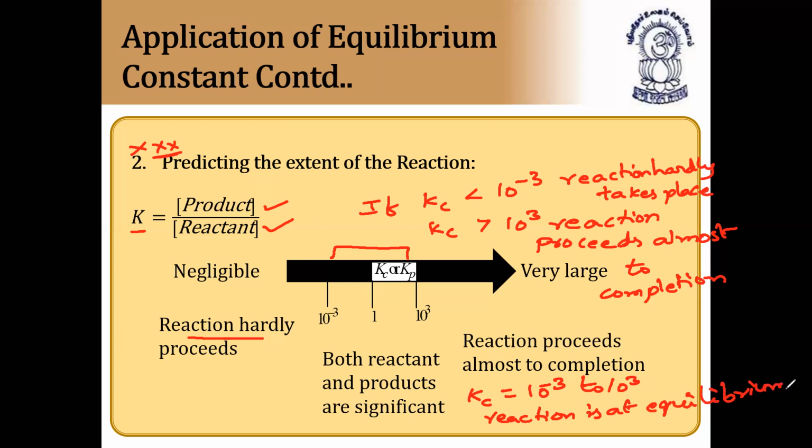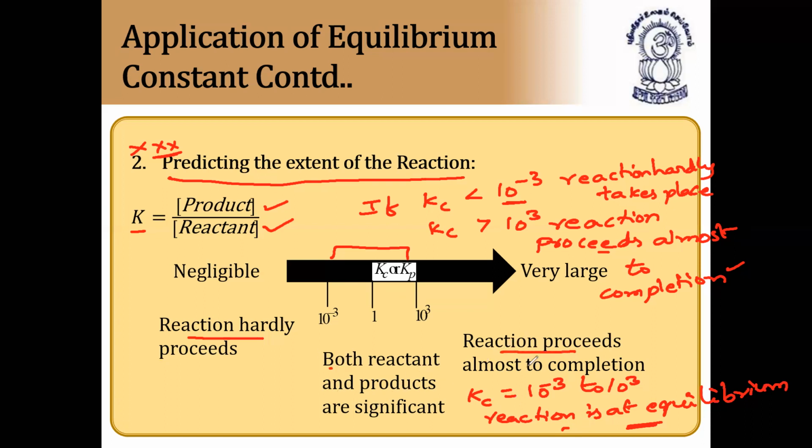So this is the second application of the equilibrium constant. Please listen carefully. The equilibrium constant also helps in predicting the extent of reaction, how much the reaction is completed, whether it is completed or yet to start, or whether it is at equilibrium. If Kc is less than 10 to the power of minus 3, the reaction hardly takes place. If Kc is greater than 10 to the power of 3, the reaction proceeds almost to completion, that is, the forward reaction is completed. And if Kc or Kp is in the range of 10 to the power of minus 3 to 10 to the power of 3, the reaction is at equilibrium. Both reactants and products are significant.